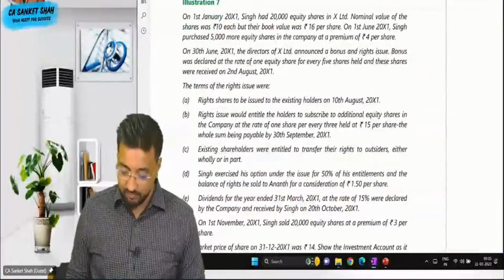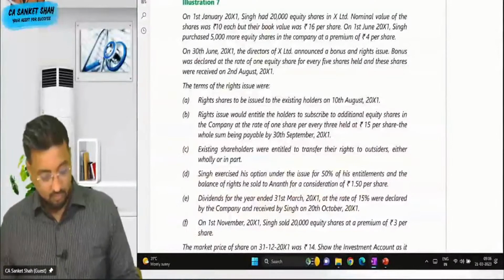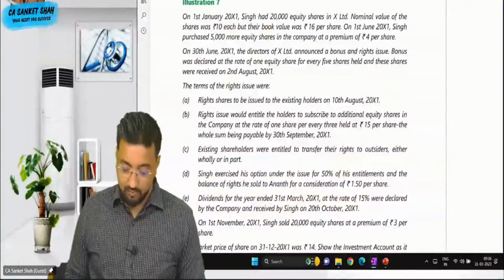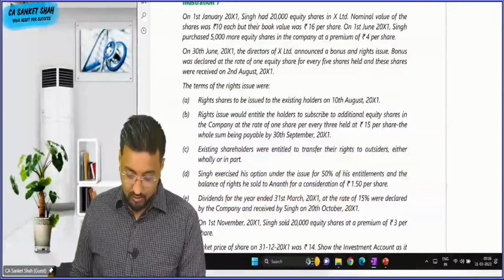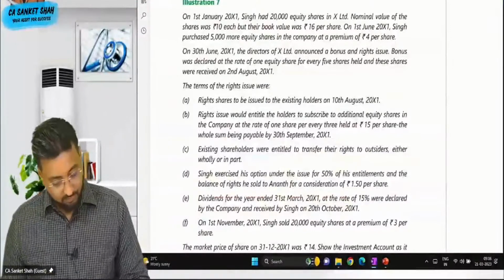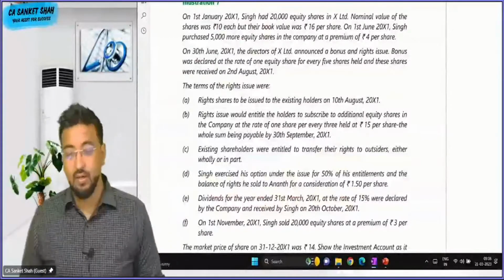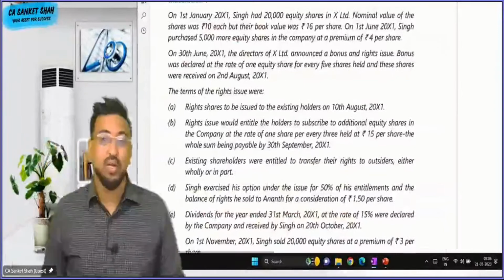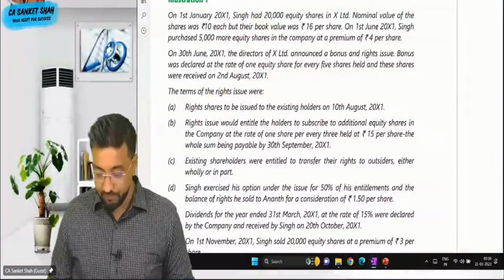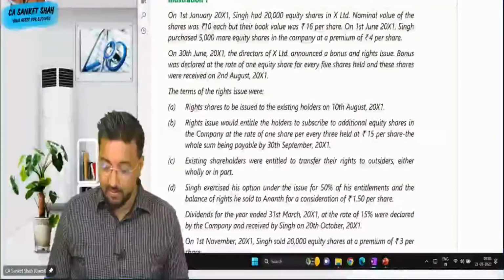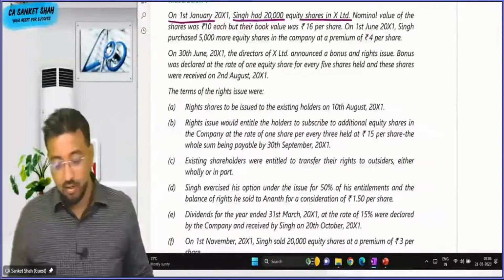Illustration 7. Today without tick-tick. Okay, so students are not yet comfortable. Many students answer without tick-tick. Okay, no problem. If you are not comfortable, beta, without tick-tick. On 1st January 2001, Singh had 20,000 equity shares in X Limited. So write down.